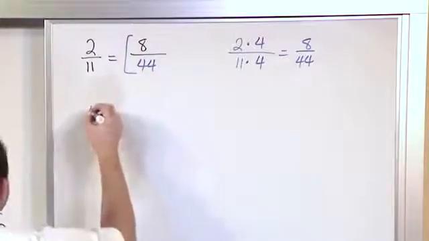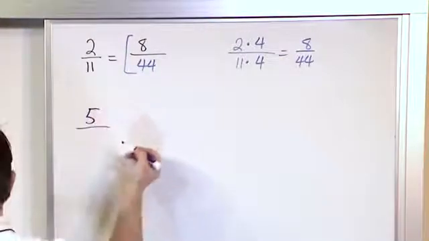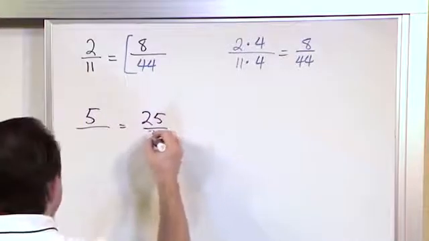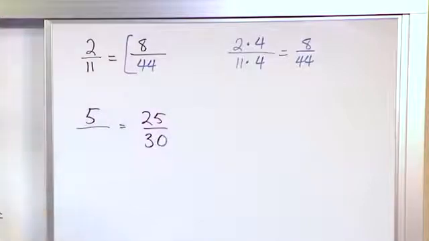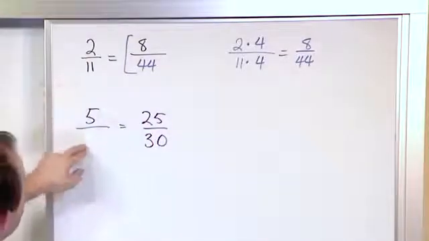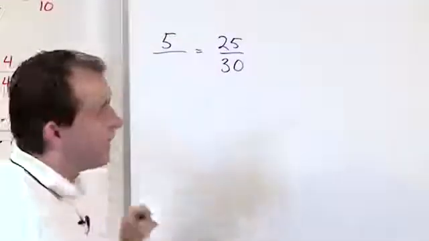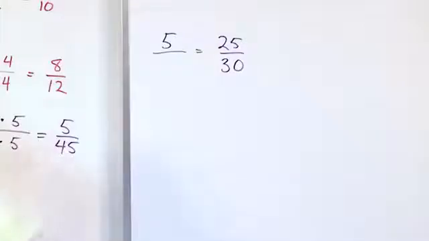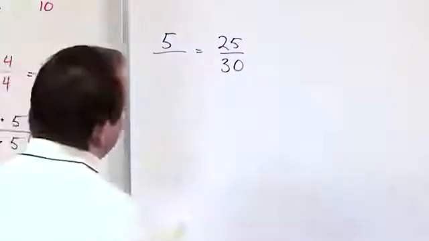Now let's mix it up a little bit. Let's say I have 5 over something is equal to 25 over 30. Now this one's a little bit different for a couple reasons. The first reason is because the unknown, the blank, is on the left-hand side instead of the right-hand side. That's one thing that's different. But it's the same procedure each time, all right?